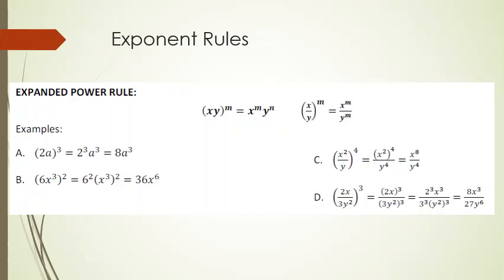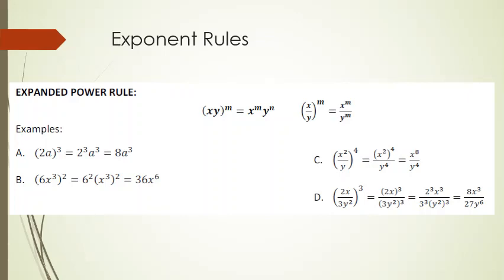Expanded power rule, we have multiple terms inside of the parentheses. What you're going to do is you're just going to distribute whatever that power is. So we have x, y to the m, so that should be x to the m, y to the m. Same thing happens with the division. It gets brought to the top and to the bottom.